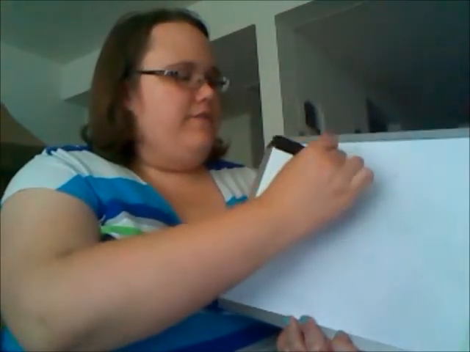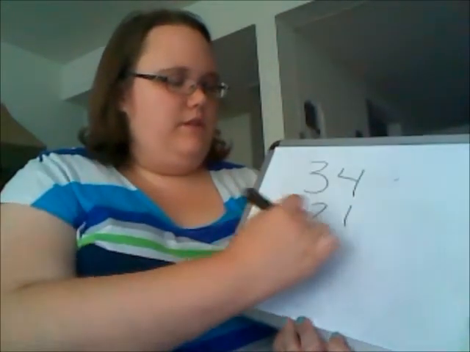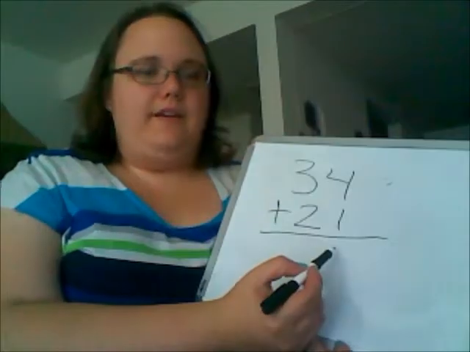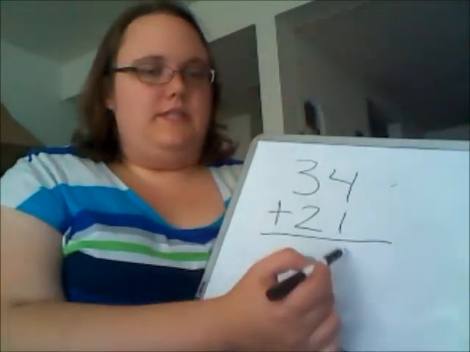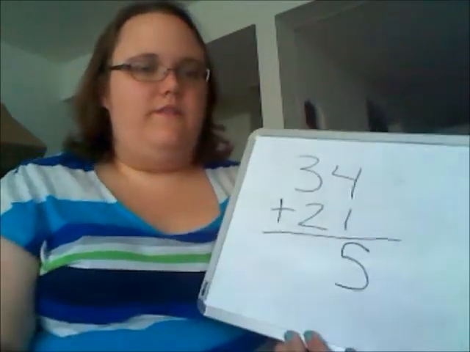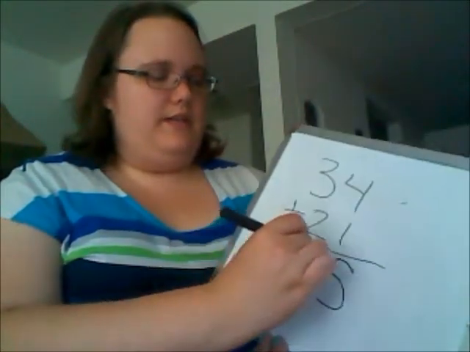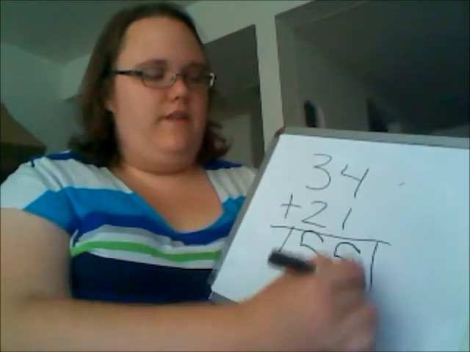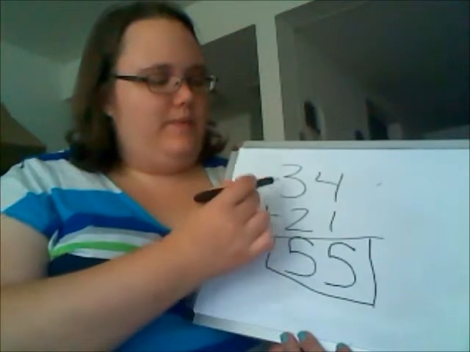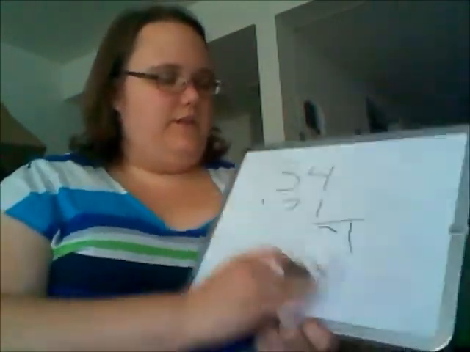So we have 34 plus 21, and we can cover up our tens place and then add our ones place together. So 4 plus 1 is 5, and then we add our tens. 3 plus 2 is 5, so our answer is 55. And we say this problem as 34 plus 21 equals 55. So let's do another one.